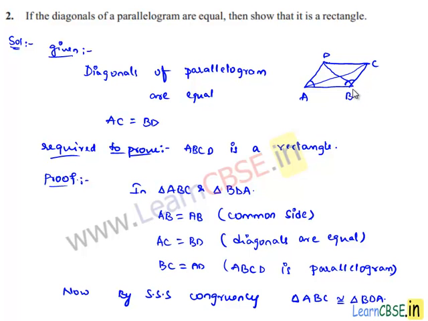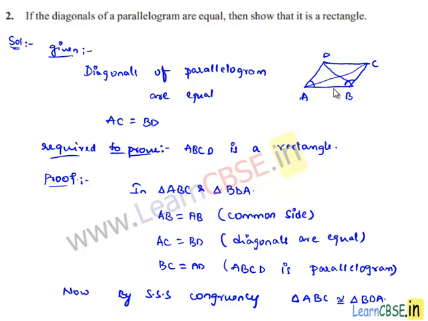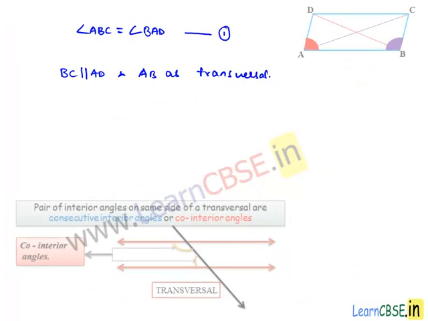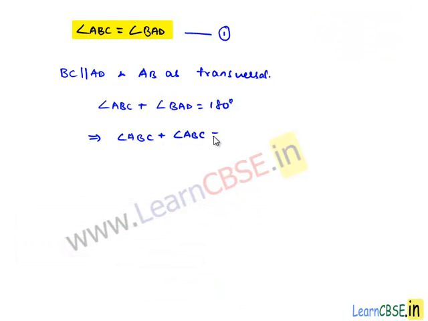Now let us assume that BC is parallel to AD and AB as transversal. Then here angle ABC and angle BAD lie on the same side of the transversal and interiorly. We know that the sum of angles lying on the same side of a transversal is equal to 180 degrees. We can say angle ABC plus angle BAD is equal to 180 degrees. But from equation 1, angle BAD is nothing but angle ABC. So that will be equal to 180 degrees, which implies 2 times angle ABC is equal to 180 degrees.